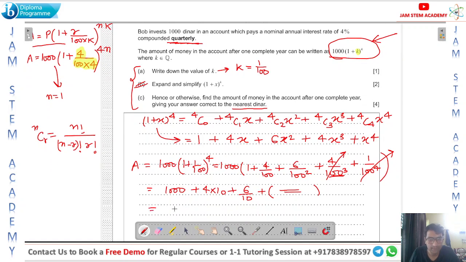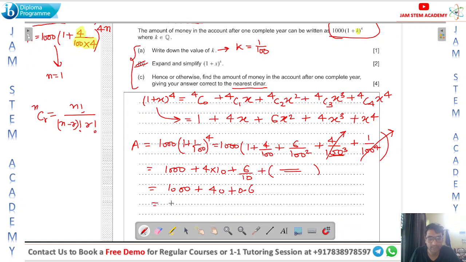So we got our answer as 1000 plus 40 plus 0.6. We have to write our answer correct to the nearest dinar. It is actually 1040.6, and to the nearest dinar, not dollar, sorry, dinar, it will be 1041. That's the answer.